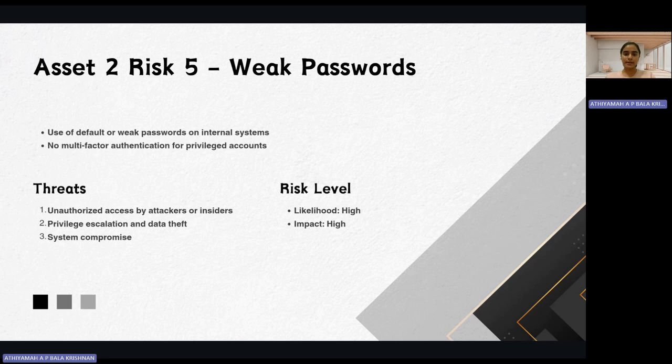In conclusion, the five risks highlighted why securing the internal office network is important. By improving access control, segmenting the network, keeping the systems patched, enabling strong logging and monitoring, and enforcing complex passwords with multi-factor authentication, organizations can greatly reduce the chances of successful attacks. Addressing these areas not only protects critical systems and data but also helps to maintain business continuity and customer trust. Thank you for your attention.